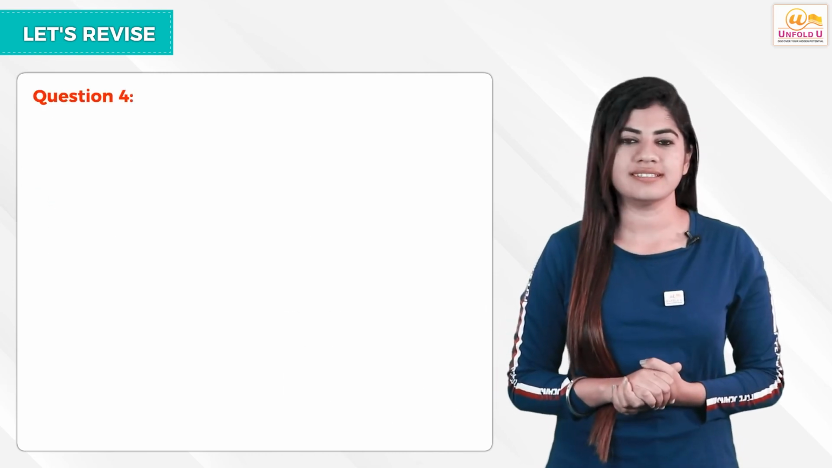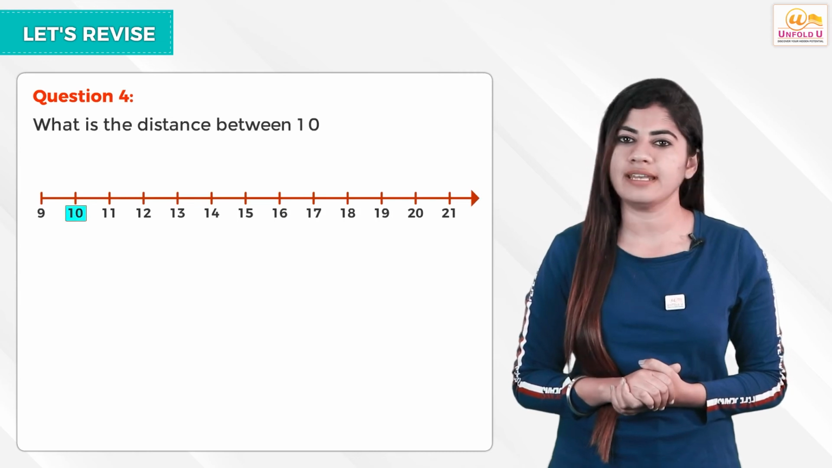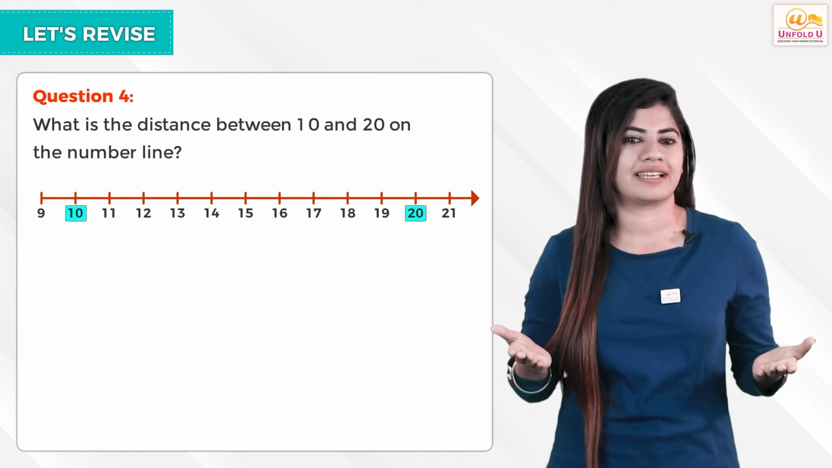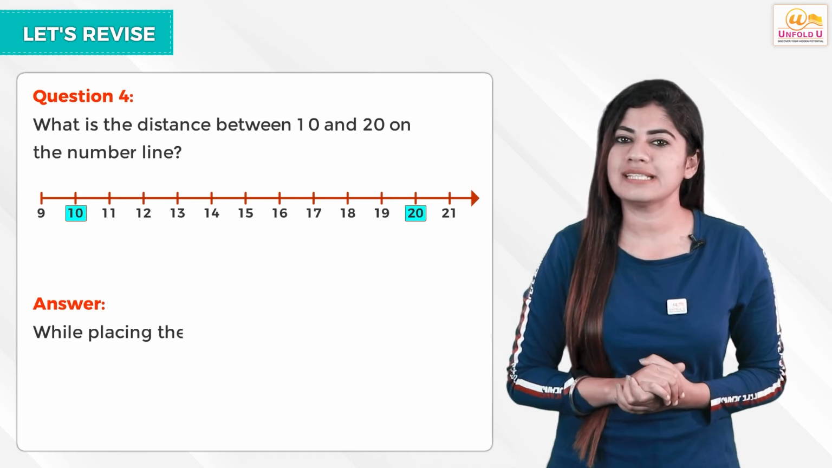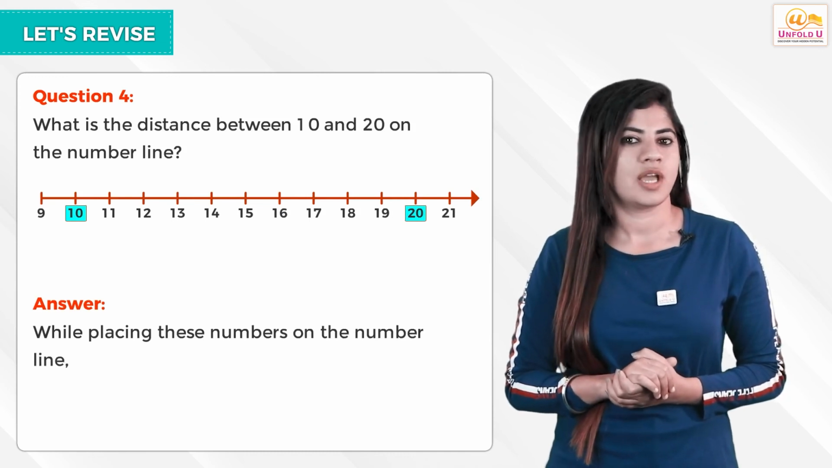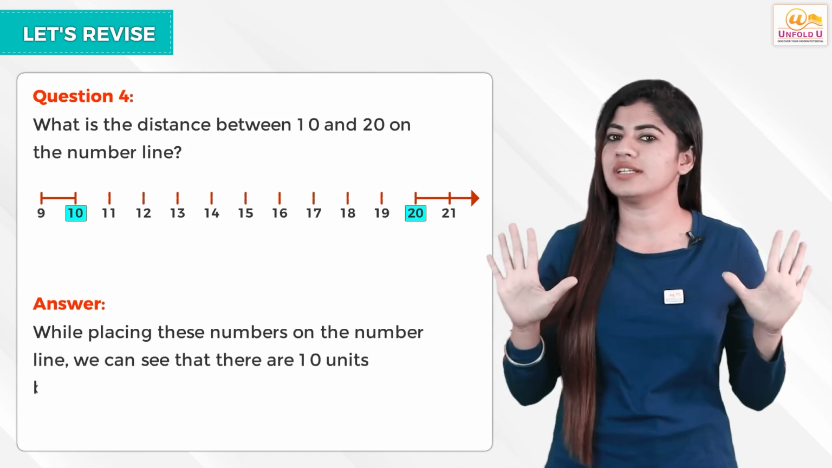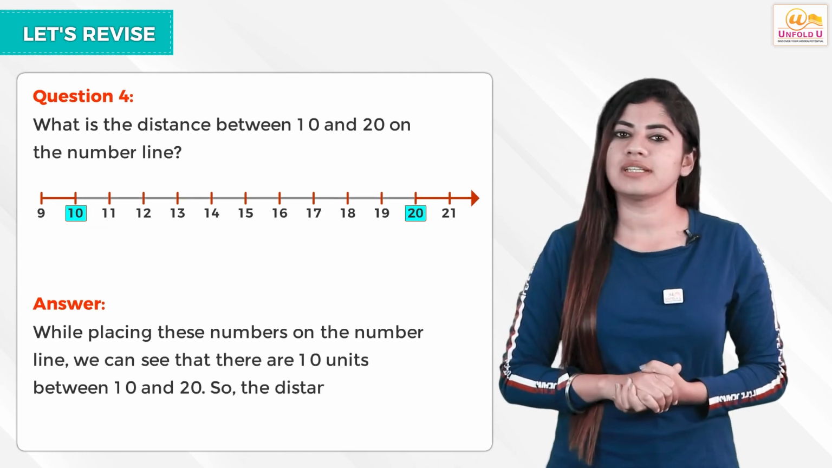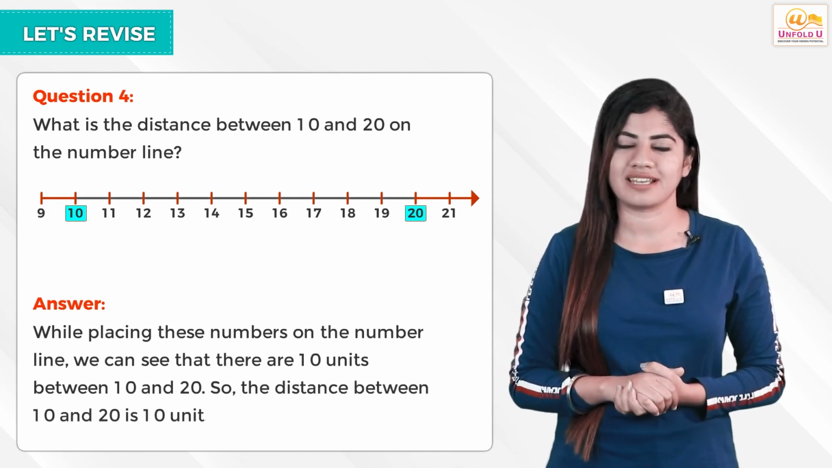The next question is, what is the distance between 10 and 20 on the number line? The answer is, while placing these numbers on the number line, we can see that there are 10 units between 10 and 20. So the distance between 10 and 20 is 10 units.